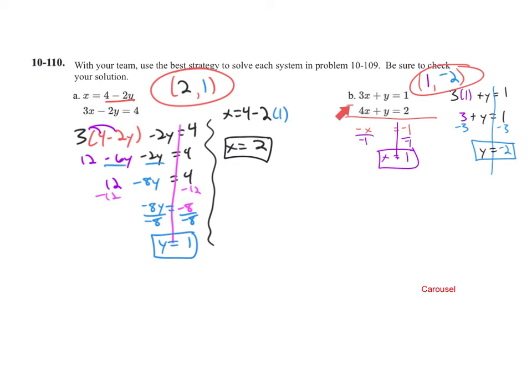Same thing here, except I'm just going to subtract to create opposites in the y's. Gets me down to that negative x, so then divide by the negative 1, so that x is equal to 1. Plug it back in, y is equal to negative 2. So (2, 1) is for A, and (1, -2) is for B.